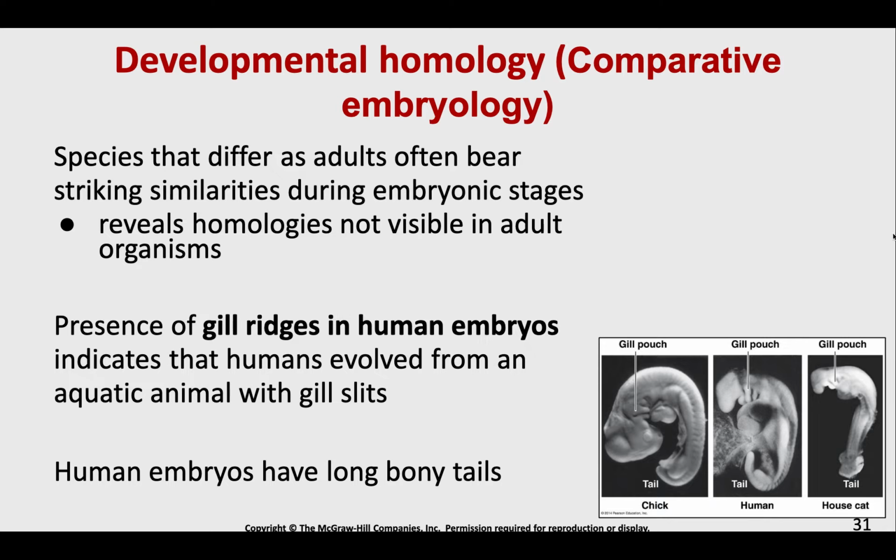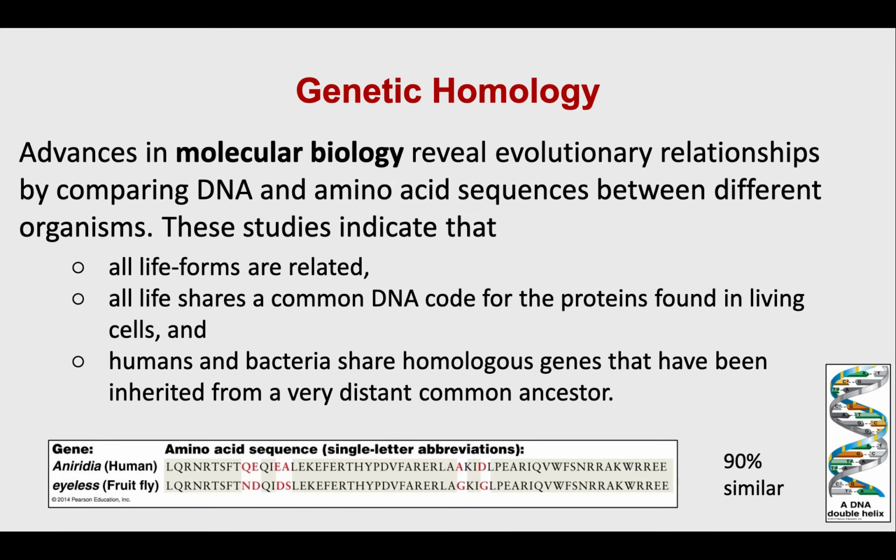We see gills in chickens, in humans, and in cats when we're in the embryonic stage. Now, obviously, we don't have gills now. They go away before we are born, but early in development, they are there. They exist, suggesting that we all had a common ancestor that had gills. Same with tails. We see tails in a cat, a human, and a chick. In humans, we lose that tail before we are born.